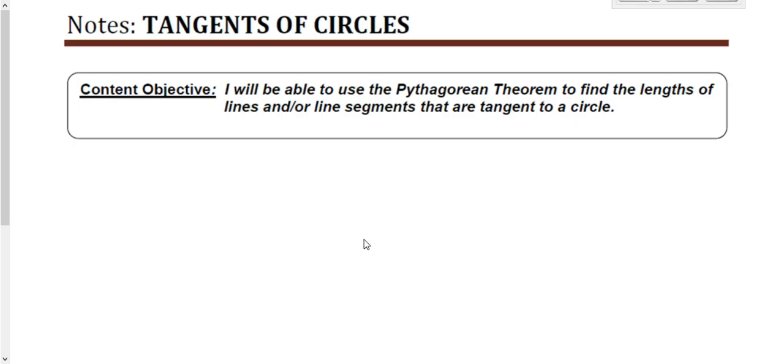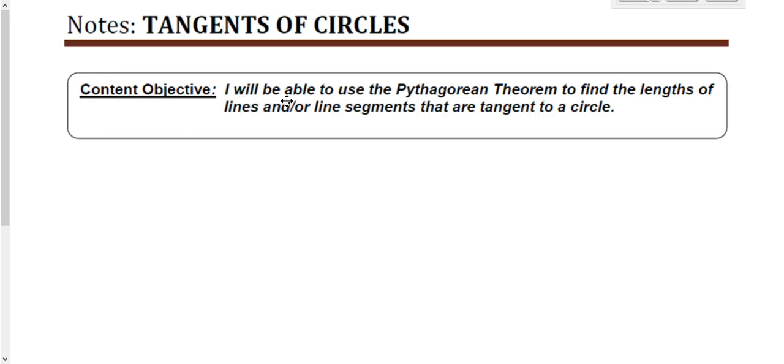Here we're going to look a little closer at tangents of circles. You saw that in the beginning circles lesson. You'll see some terms we've seen before, and we'll just go over them again. There's a lot of examples in this, so we'll split this up into a few parts.